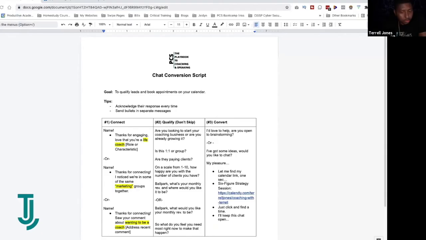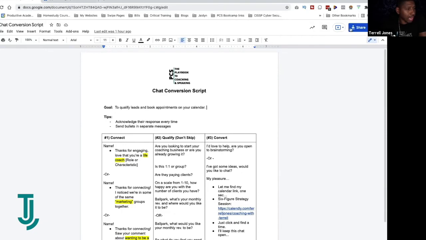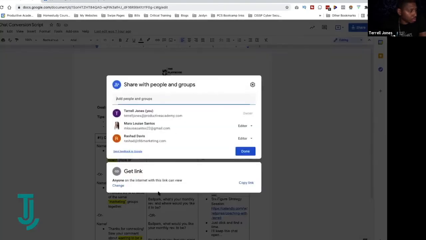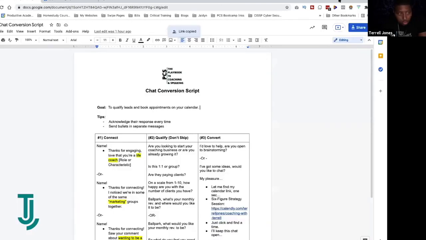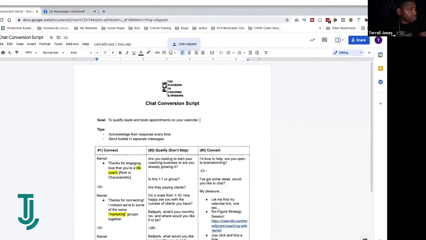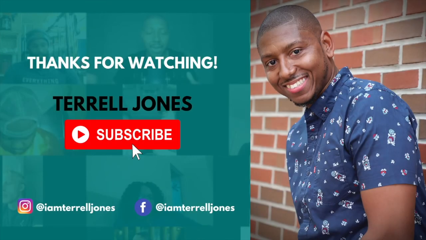All right, the chat conversion script. So let's go over here and we're going to share. All right, boom. So this is the chat conversion script. Let me make sure that I send it to everybody first. So, boom. In the chat, you're going to have access to the script, so you always know what the conversation should be.